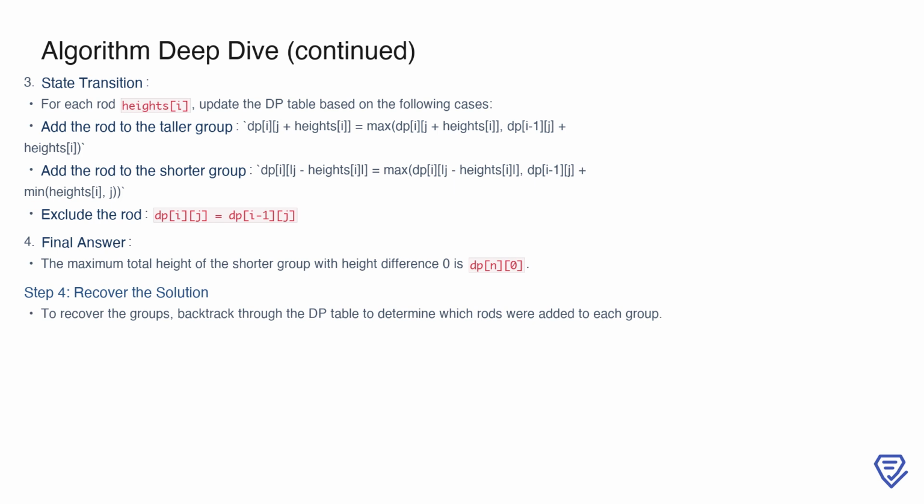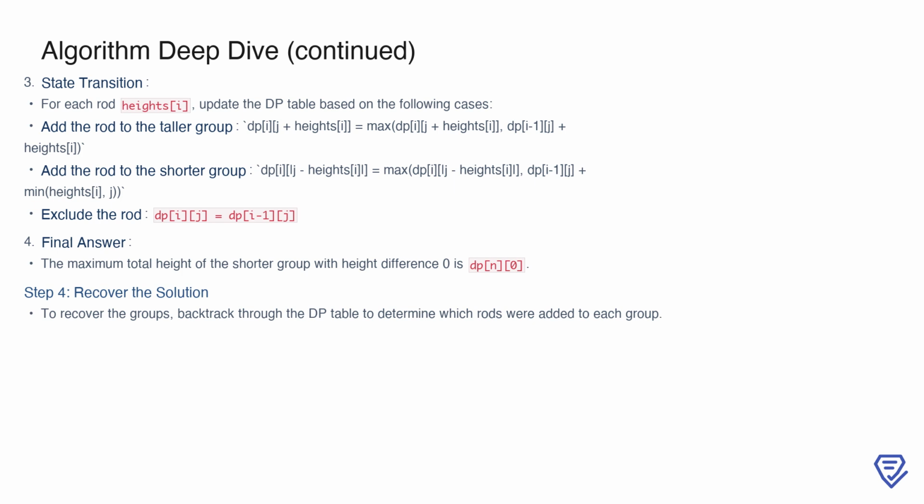Here, the height difference decreases, and we update dp[i][|j - heights[i]|] with the maximum of its current value and the previous value at dp[i-1][j], plus the smaller of the rod's height or the current difference. Third, we could exclude the rod entirely, in which case the value at dp[i][j] remains the same as dp[i-1][j]. Once we've processed all the rods, the solution to our problem lies in the value of dp[n][0]. This represents the maximum total height of the shorter group when the height difference is 0, meaning both groups are of equal height.